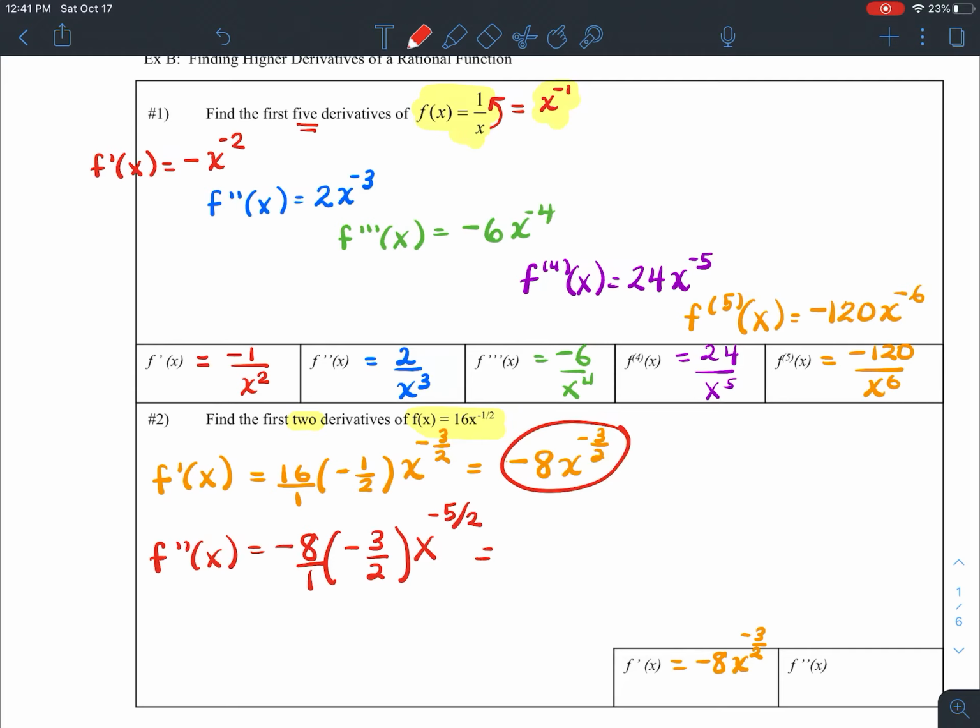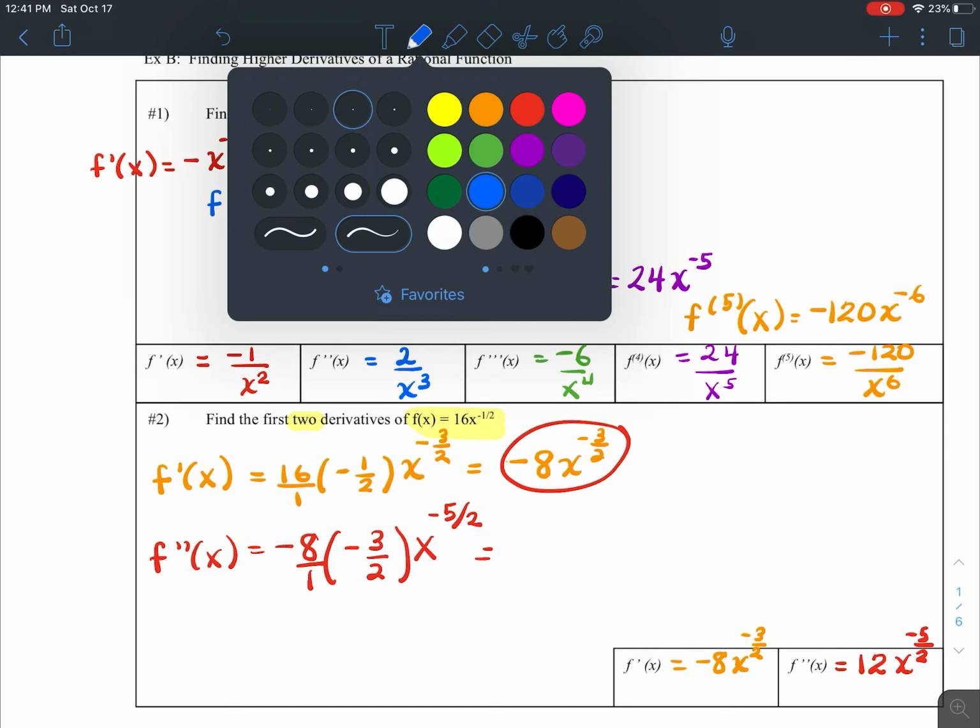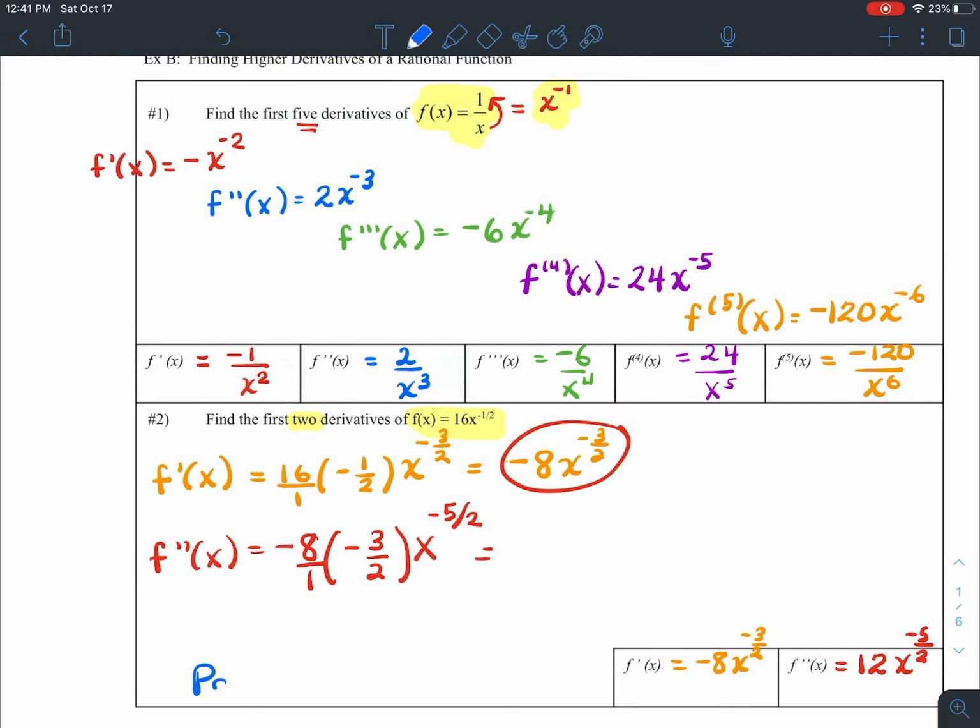Okay, here again, I'm going to multiply. It looks like I'm getting 24 divided by 2. Okay, 24 divided by 2. I'm just going to write the answer here. That would be 12x to the negative 5 halves.